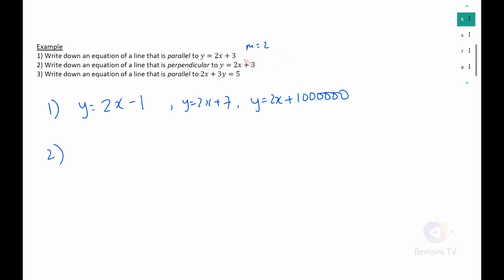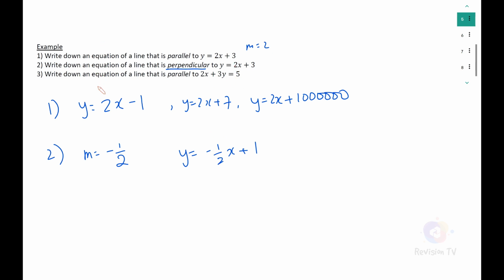Question 2. Write a line that is perpendicular to y equals 2x plus 3. So we know the gradient here is 2. Therefore, the line that is perpendicular to it will have to have the negative reciprocal of 2, which is negative a half. So the equation will be y equals negative a half x plus anything that you like, plus 1, plus 3, plus 4, plus 5, plus 6, etc. The main thing is that for perpendicular, the gradient has to be the negative reciprocal of the one in the question.